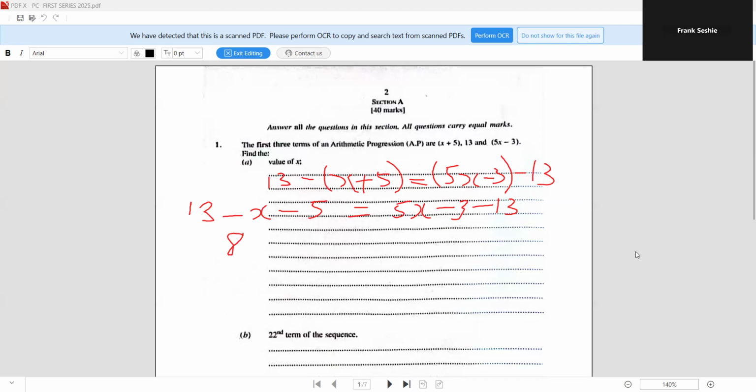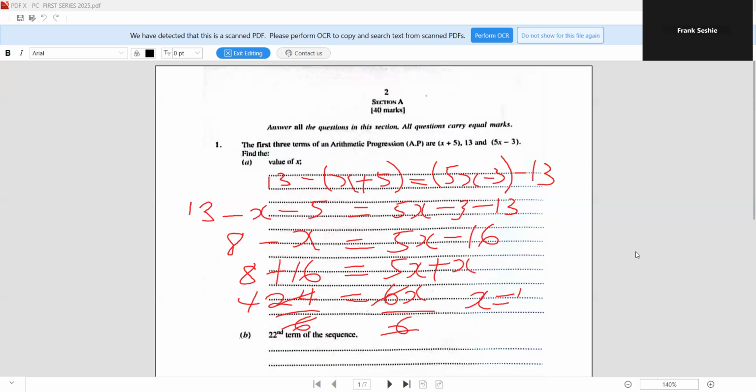Then minus x is equal to 5x minus 16. So if you group like terms, you can have 8 plus 16, and that is 5x plus x. 24 equals 6x. Divide through by 6. X should be equal to 4. And that is the value of x for question number 1A.